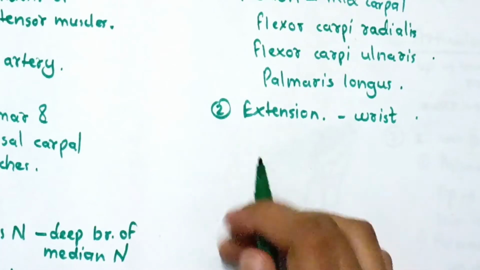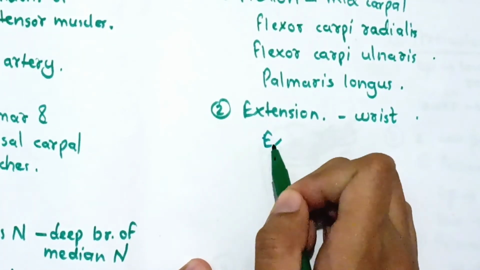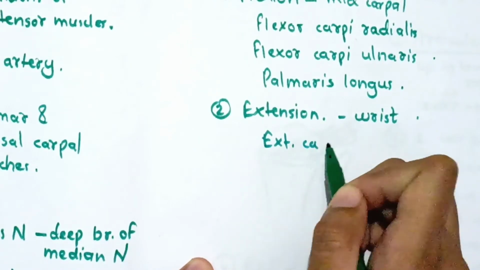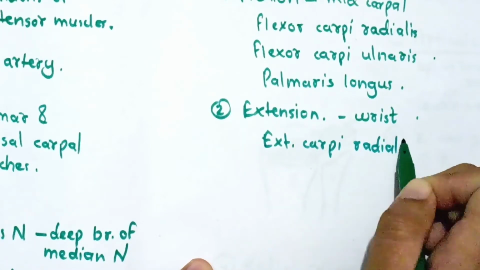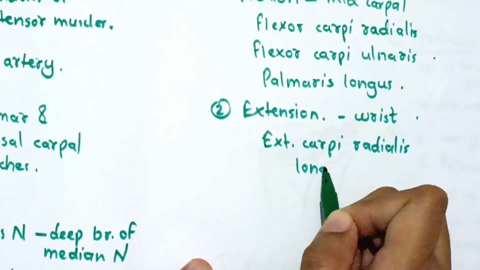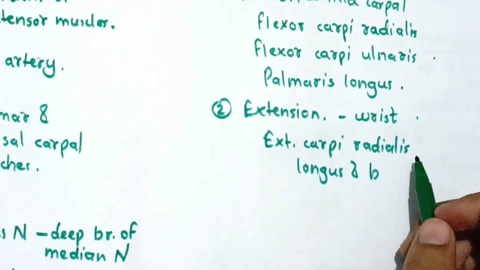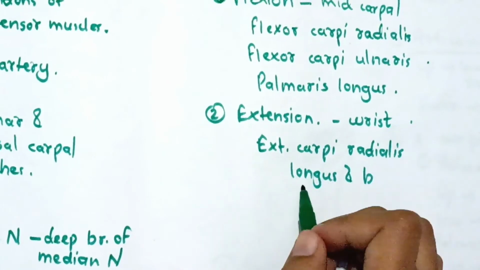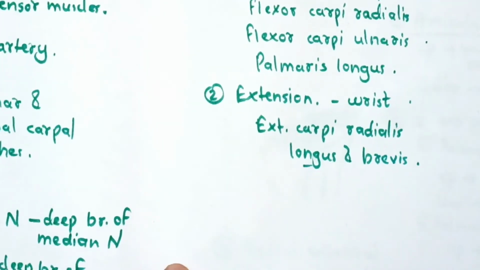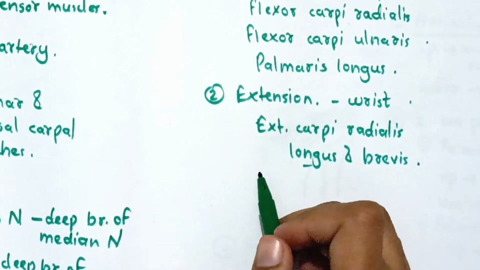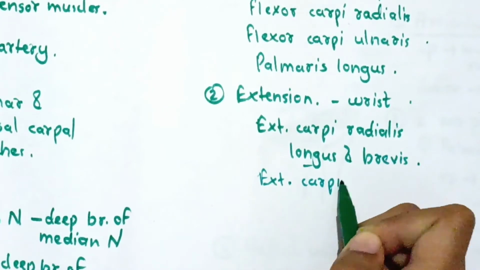The muscles which are helping in extension are the extensor muscles. So we have extensor carpi radialis longus and brevis. Two extensor carpi radialis muscles we have, that is longus and brevis. Both of them will help in the extension of the wrist joint. And we also have the extensor carpi ulnaris muscle.